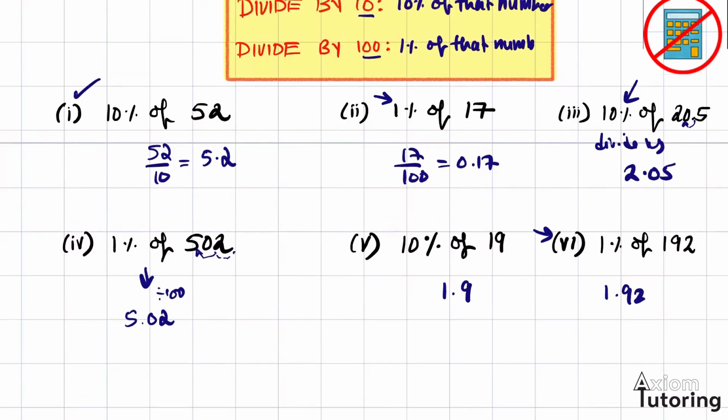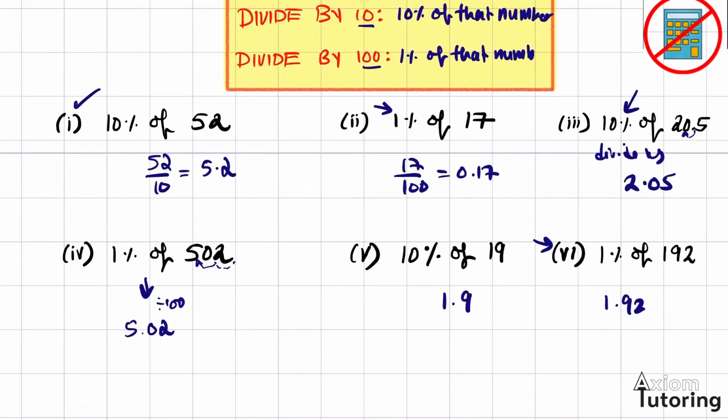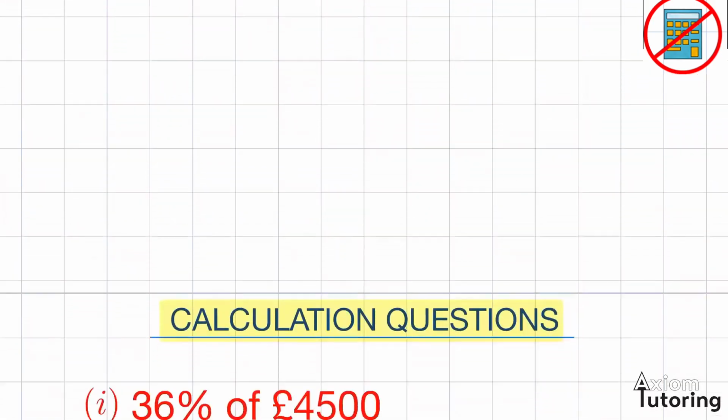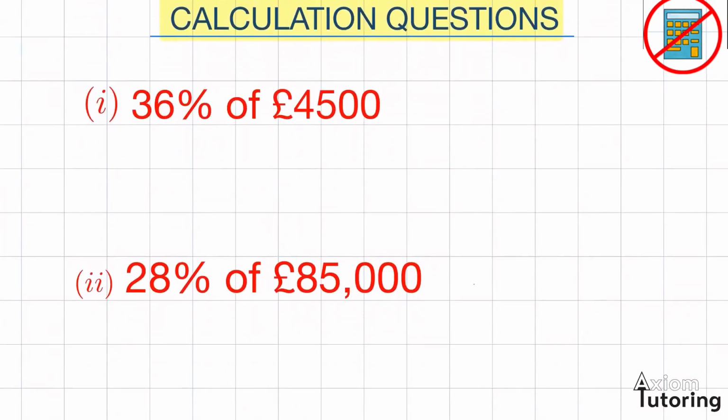So now that we know how to divide by 10 and divide by 100, I'm going to show you how you can use that to work out just about any percentage, even without a calculator. So let's do some calculations. 36% of 4,500. We can split this into 30% and 6%. First, divide the number by 10. That gives you 10%. So 10% of this is 450 pounds. Then divide the number by 100 and get 1%, which is 45 pounds.